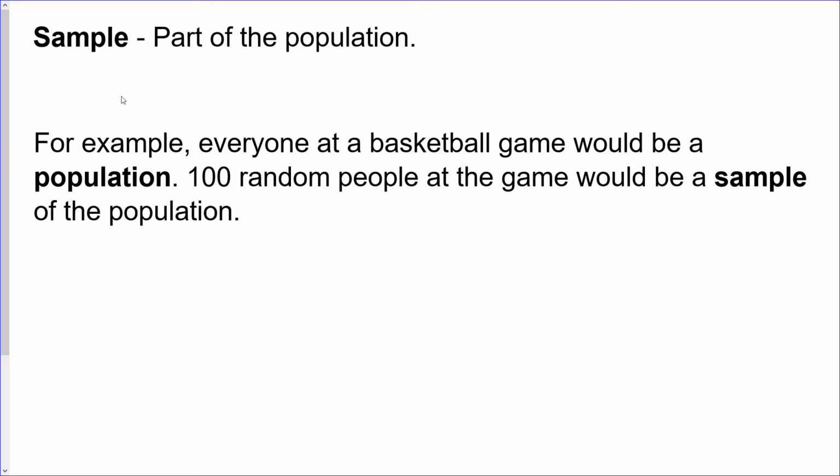Okay, so our example of a sample here: everyone attending a basketball game would be a population. 100 random people from the game would be a sample of the population. So everybody is the population, everyone in a particular area or group, but 100 random people out of that population would be just a sample that we might use.